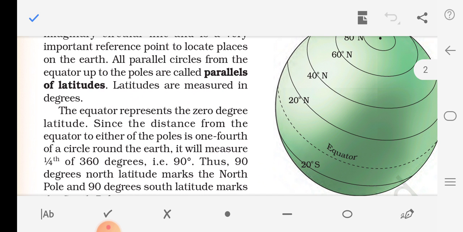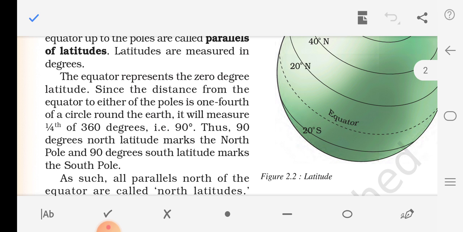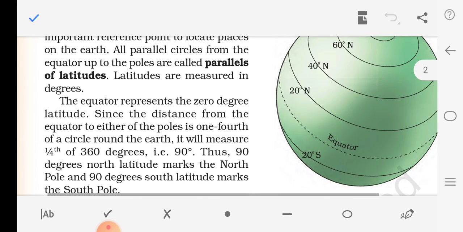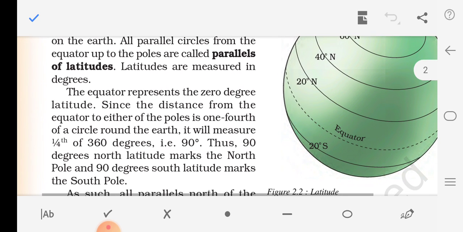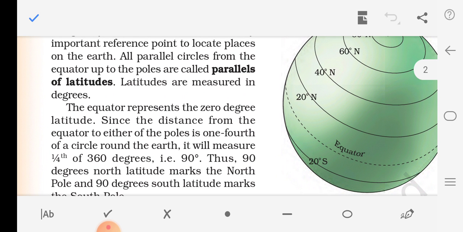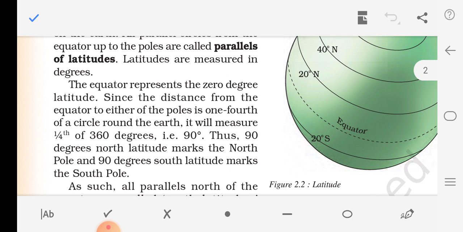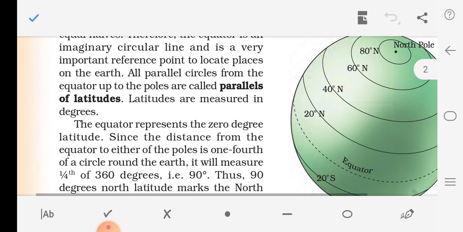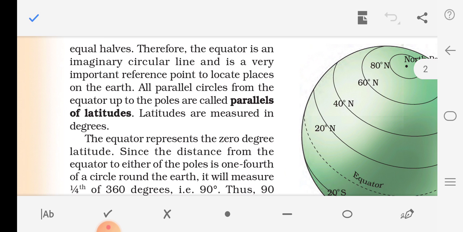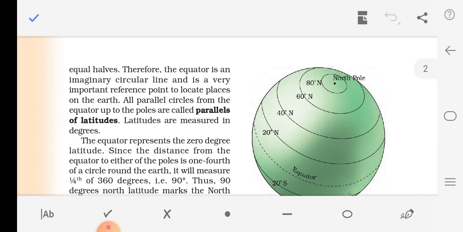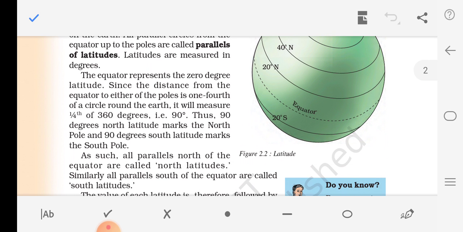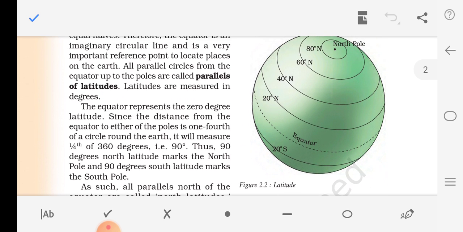Parallel latitudes. As I said, the equator divides the earth into two halves, no? So the upper part is the north, the north pole, and the lower one is the south pole. How do we indicate them? N for north and S for south. You can easily identify. So have you understood what latitudes are? All the parallel circles from the equator to the poles, north till the north pole and also till the south pole, are known as parallel latitudes.